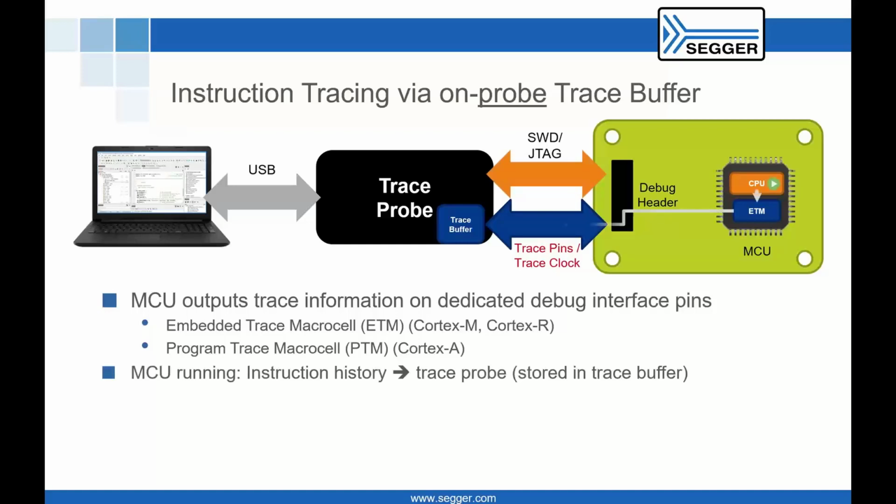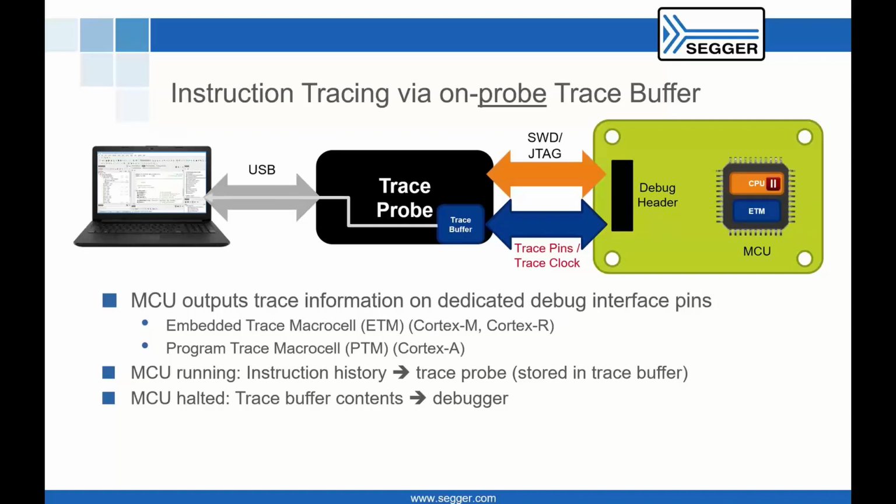What happens there is, while the MCU is running, the trace data is output through those pins and sent over to the trace probe, and then the probe stores that information into its own buffer. So we're getting the information closer to where we actually need it, off of the MCU in real time. And then when the MCU is halted, the debugger reads the trace buffer from the trace probe and presents it to the user for analysis or debugging.